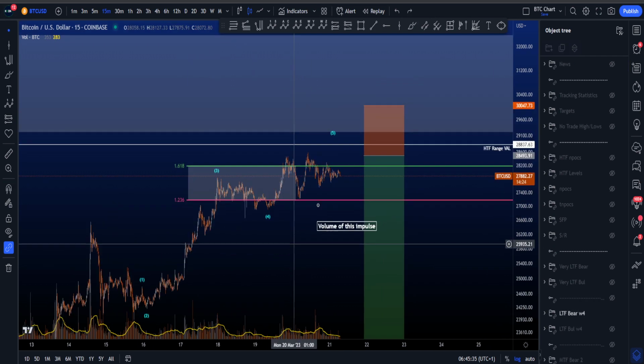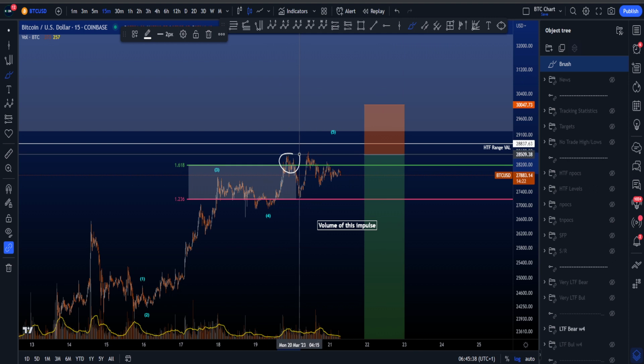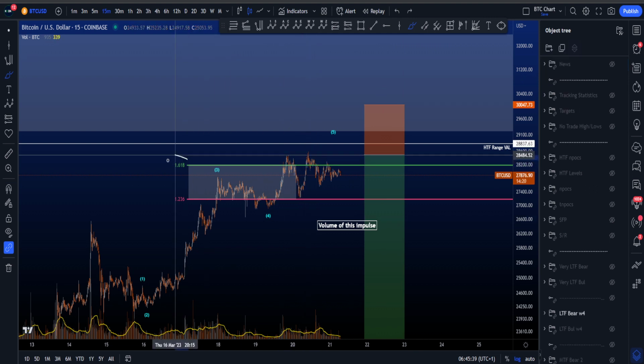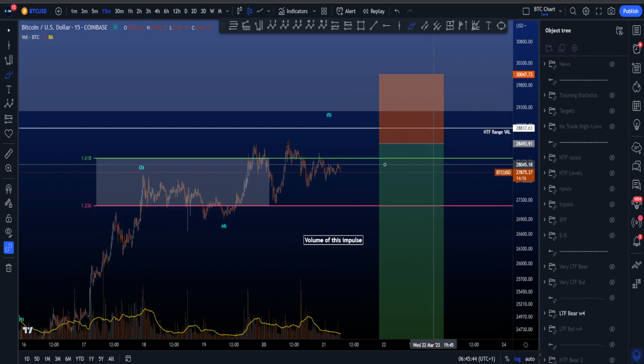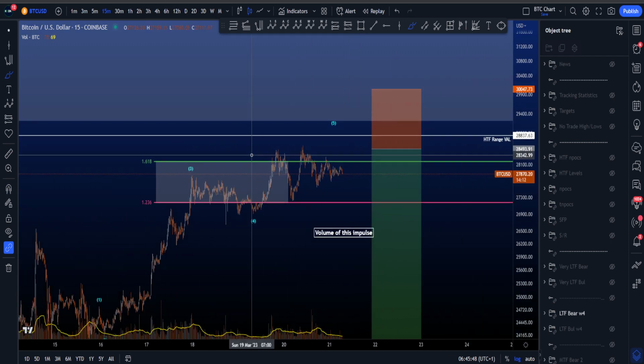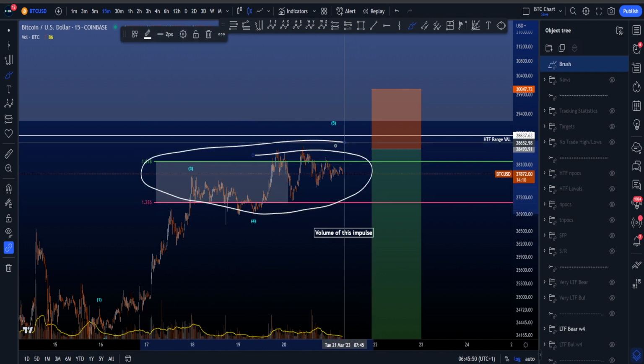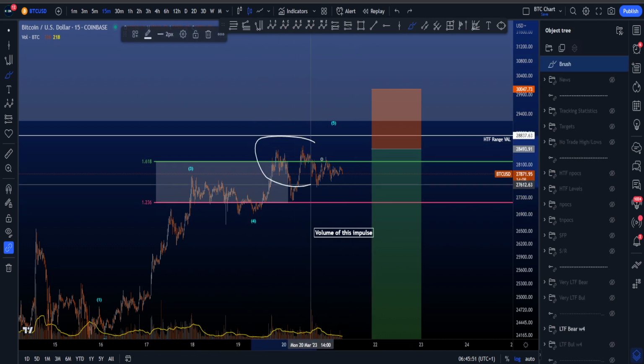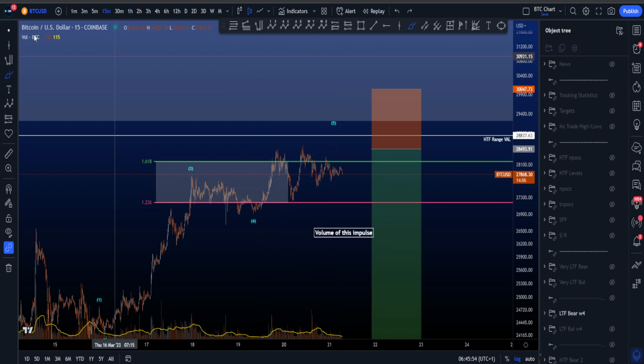Now you can see that price did go above this target, or one of the targets over here, the 1.618, twice now. And yeah, that might be a little bit of a bullish sign. However, it's basically still inside this area. It didn't go all the way above, so this is fine. You know, this is fine, absolutely valid.